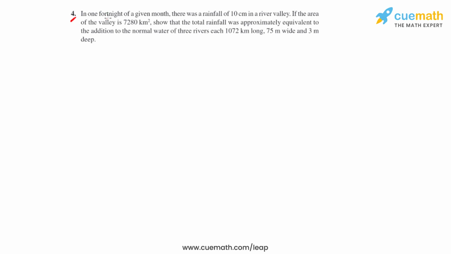Question number 4 says that in one fortnight of a given month, there was a rainfall of 10 centimeters in a river valley. If the area of the valley is 7,280 kilometers square, we have to show that the total rainfall was approximately equivalent to the addition to the normal water of 3 rivers, each of which is 1,072 kilometers long, 75 meters wide and 3 meters deep.